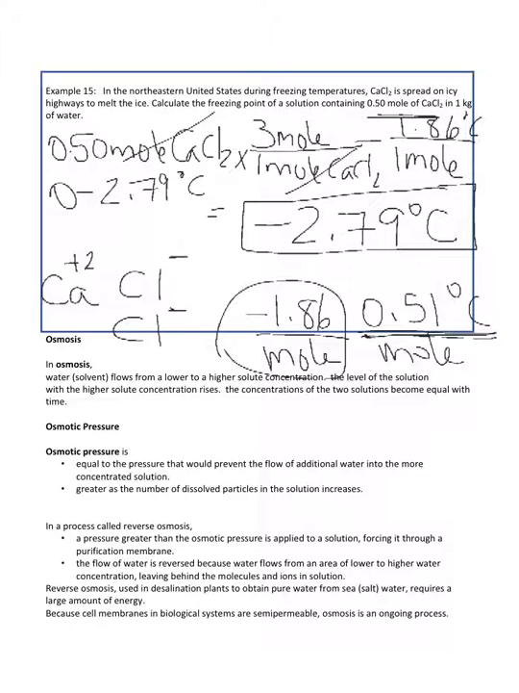Okay, let's talk about osmosis. You probably have heard the term used. In osmosis, water, the solvent, flows from a lower to a higher solute concentration, and the level of solution with the higher solute concentration rises. The concentrations of the 2 solutions will become equal with time as they even out. Osmotic pressure is the amount of pressure necessary to prevent that from happening, right? So we want to prevent the flow of additional water into the more concentrated solution. That is the osmotic pressure.